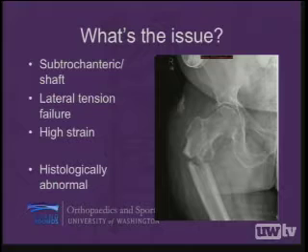We know as surgeons that we started seeing them in the subtrochanteric region, and now we're starting to see them in the shaft as well. But recognize that biomechanically, these are a real issue for us. The subtrochanteric and shaft regions, especially with these lateral tension failures, are a very high-strain fracture environment. And now we hear that they're histologically abnormal.